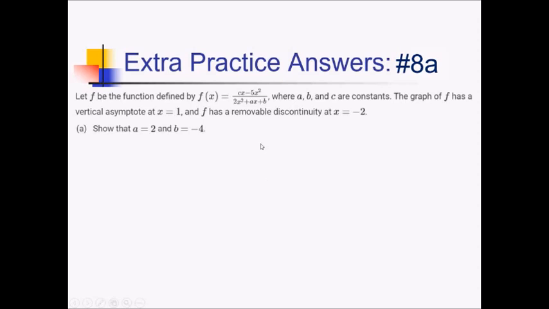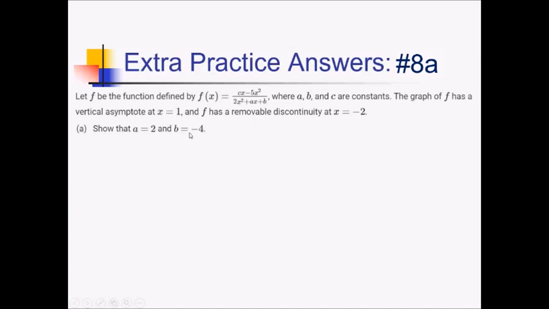On this free response problem, we're given this f function here, this rational function that has not 1, not 2, but 3 mystery constants that we're going to have to find at some point. And we're told the graph of f has a vertical asymptote at x equals 1 and a removable discontinuity at x equals negative 2. Based off all this, we want to show that a equals 2 and b equals negative 4. So they're already giving this to us, but they want us to go back and prove it.